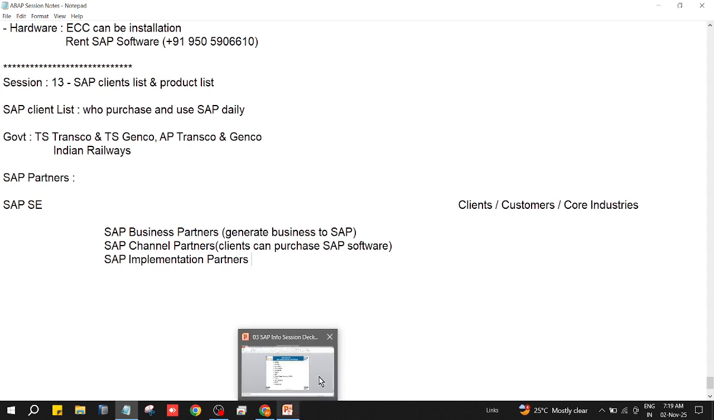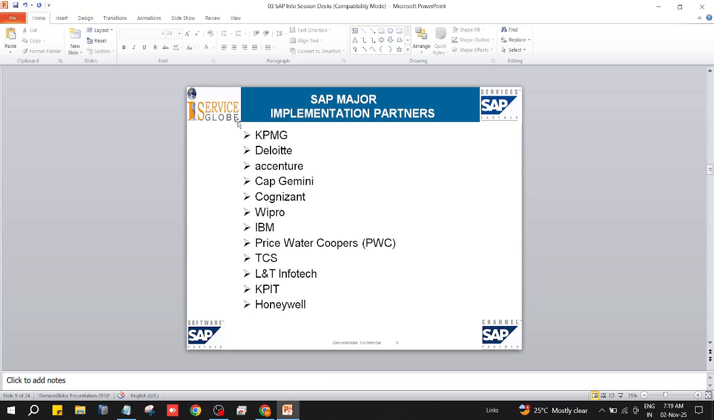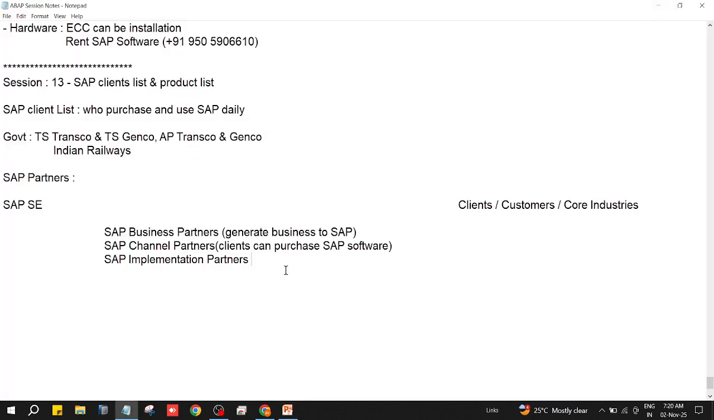Just like if you look at this slide, this is iService Globe Private Limited. They are SAP service partners, channel partners, and software partners. You can see the slide also, right? But there are some differences. I will tell you that part later.